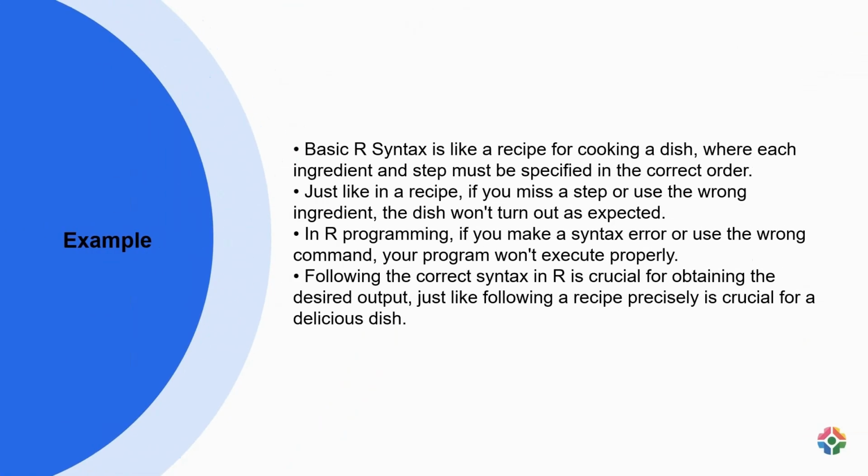Basic R syntax is like a recipe for cooking a dish, where each ingredient and step must be specified in the correct order. Just like in a recipe, if you miss a step or use the wrong ingredient, the dish won't turn out as expected. In R programming, if you make a syntax error or use the wrong command, your program won't execute properly. Following the correct syntax in R is crucial for obtaining the desired output, just like following a recipe precisely is crucial for a delicious dish.